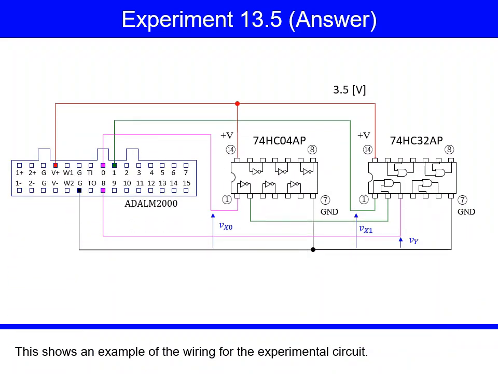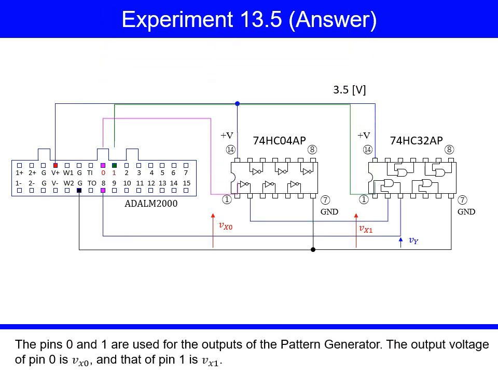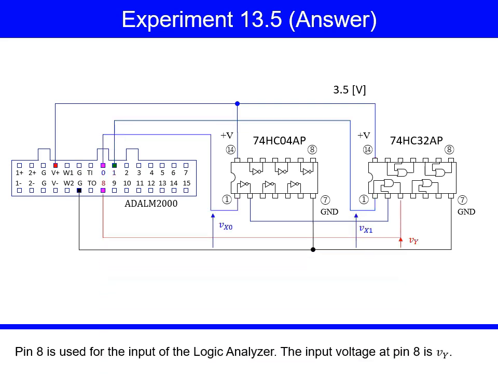This shows an example of the wiring for the experimental circuit. The pins 0 and 1 are used for the outputs of the pattern generator. The output voltage of pin 0 is Vx0, and that of pin 1 is Vx1. Pin 8 is used for the input of the logic analyzer. The input voltage at pin 8 is Vy.